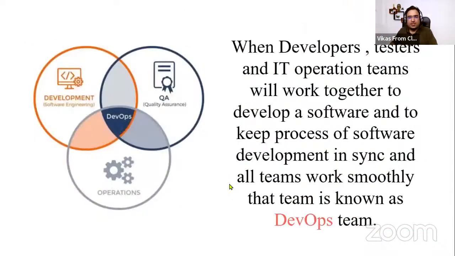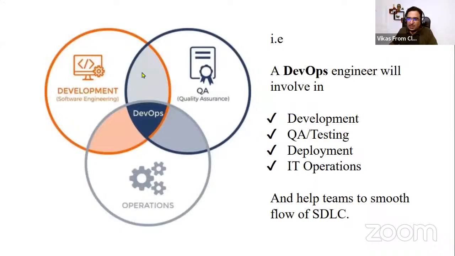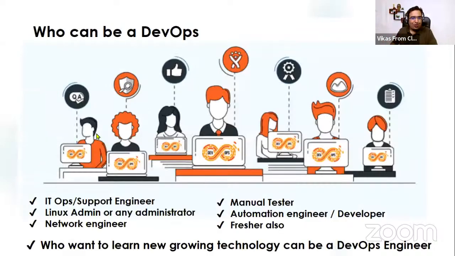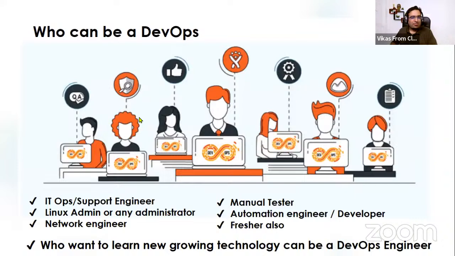We discussed the definition of DevOps in day 3. We also discussed the software development lifecycle: what the development people do, what the QA people do, what the operation people do, and which type of work will come to the DevOps team. After discussing all this, we understood who can become a DevOps engineer. Whoever is working in any of these profiles, if they learn any DevOps tool, can easily become a cloud or DevOps engineer. If you are a support engineer, manual tester, Linux admin, automation engineer, network engineer, or fresher, you can become a cloud or DevOps engineer very easily.